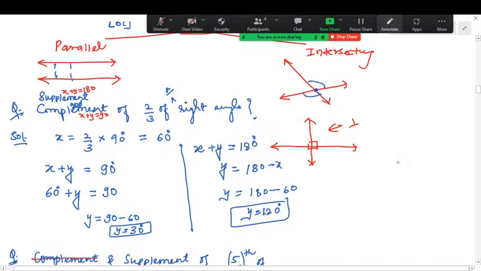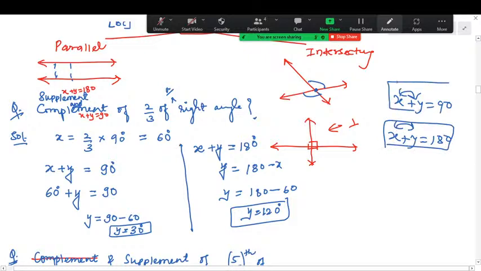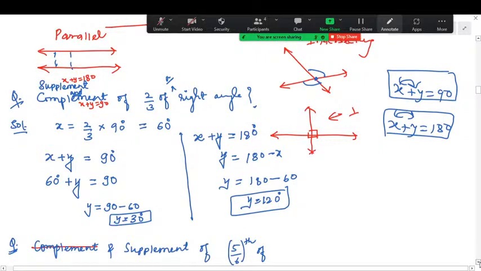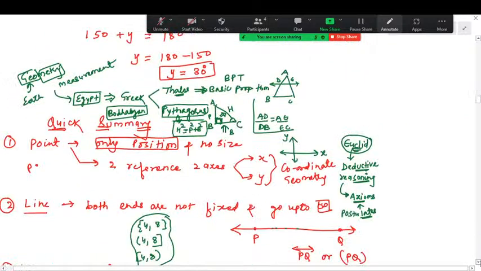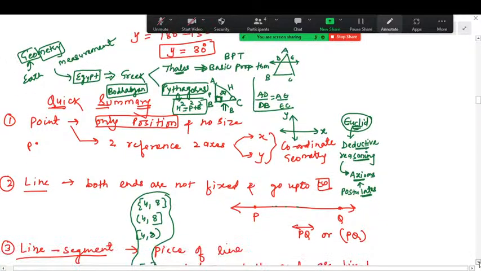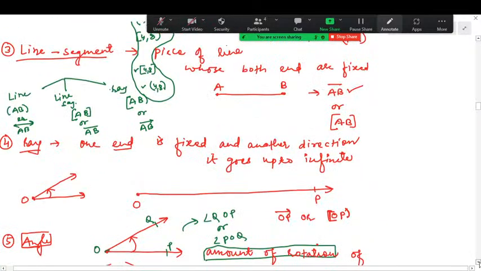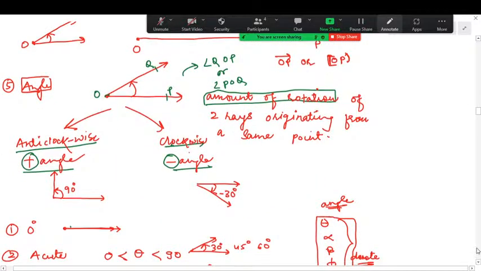There is a concept of complementary angles and supplementary angles. If two angles have sum 90, they are known as complements of each other, and if two angles have sum 180, they are known as supplements of each other. Supplementary angles have sum 180, complementary angles have sum 90. You can just remember this. We have solved many questions in the previous class based on complementary and supplementary angles, and later on we once again revised all these concepts, and then we covered one more thing, that is angle.